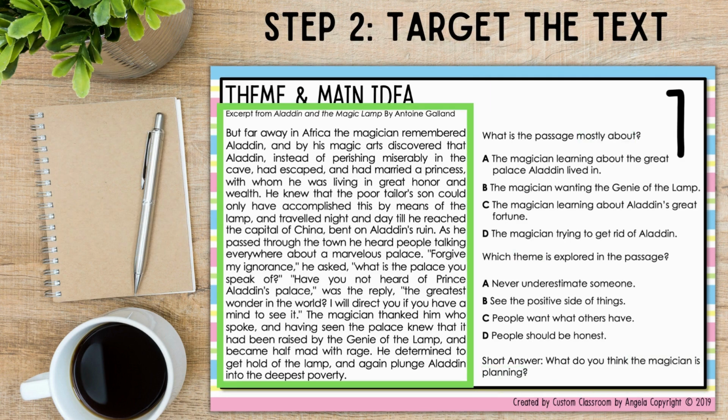All right, let's move on to step 2, which is target the text. Here we're going to read the passage carefully. So this is from Aladdin and the Magic Lamp.